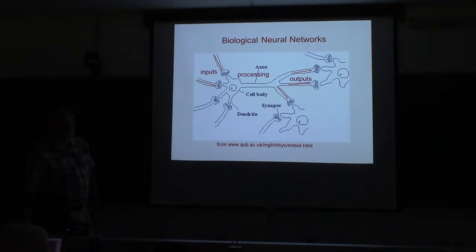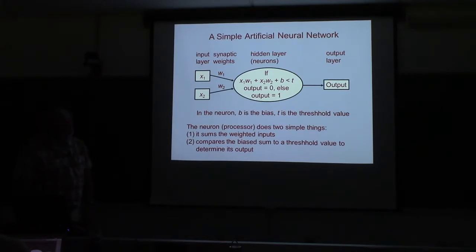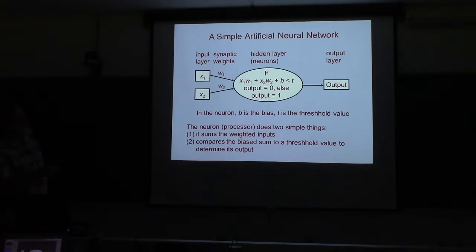When I first gave this lecture, I don't know, 15 years ago or so, neural networks were just starting to be used for things like science. Now they're ubiquitous. But anyway, I'll get to that in the next view graph. Here's kind of the idea.